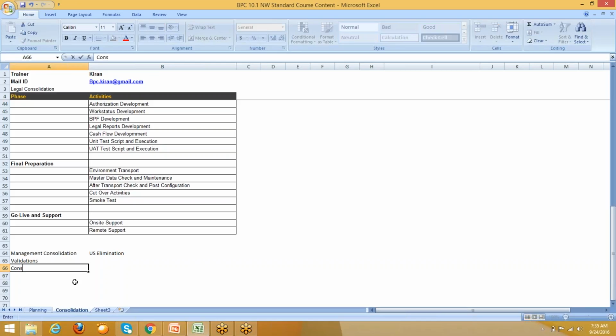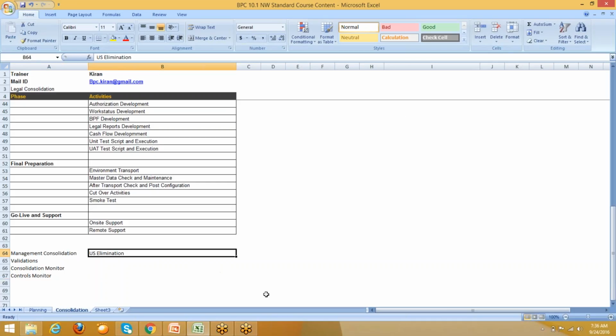So I am going to explain how the consolidation monitor can be used, how the controls monitor can be used. Controls are nothing but validations. These things we are going to discuss.